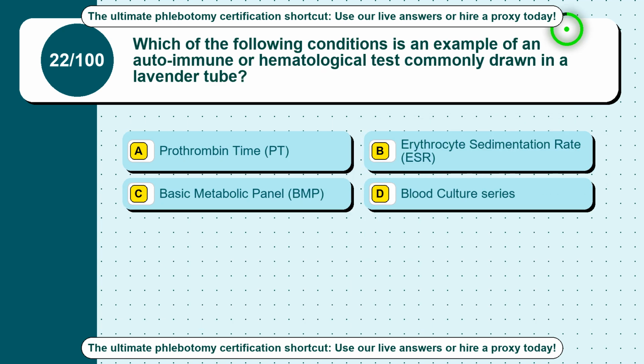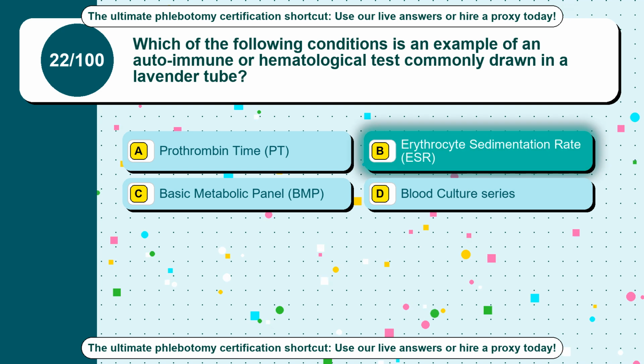Question 22. Which of the following conditions is an example of an autoimmune or hematological test commonly drawn in a lavender tube? Option A. Prothrombin time, PT. Option B. Erythrocyte sedimentation rate, ESR. Option C. Basic metabolic panel, BMP. Option D. Blood culture series.